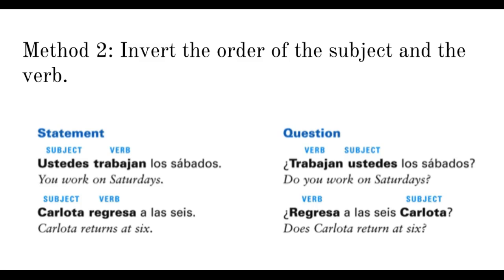And then with the second example, Charlotte returns at 6. If I want to keep the whole phrase, regresa a las 6, together, I can do that. And then I would just put Carlota at the end of the sentence. So to say, does Charlotte return at 6, I can say, ¿regresa a las 6, Carlota?